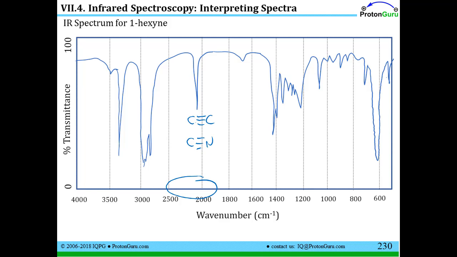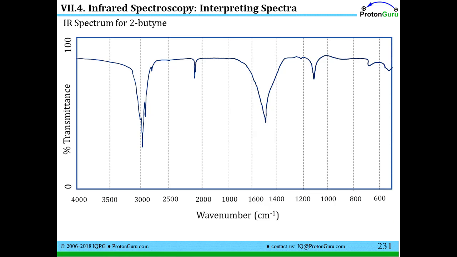However, here we also see a strong, sharp peak between 3100 and 3300. This is around 3300. This is attributable to a CH stretch where that H is on an sp hybridized carbon. Now you don't have that in the nitrile functional group, so we can conclude that this is an alkyne that is a terminal alkyne, and here it happens to be 1-hexyne.